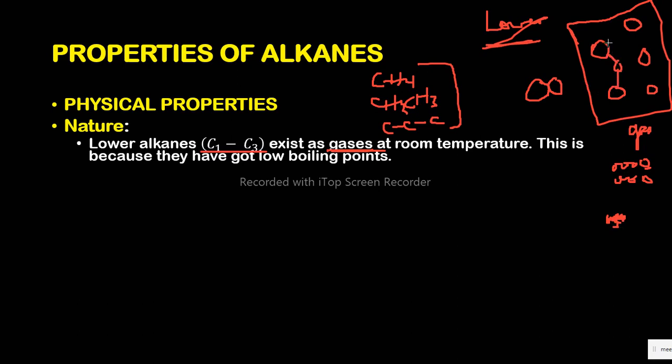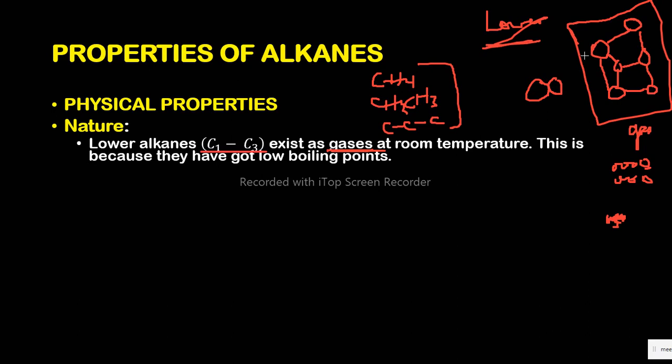So for it to exist as a gas, it means the intermolecular forces of attraction between these molecules must be weak, so that they can easily be overcome at room temperature. They are weak, so they are easily broken at room temperature. And so the molecules therefore become further apart from each other, and you exist as a gas.